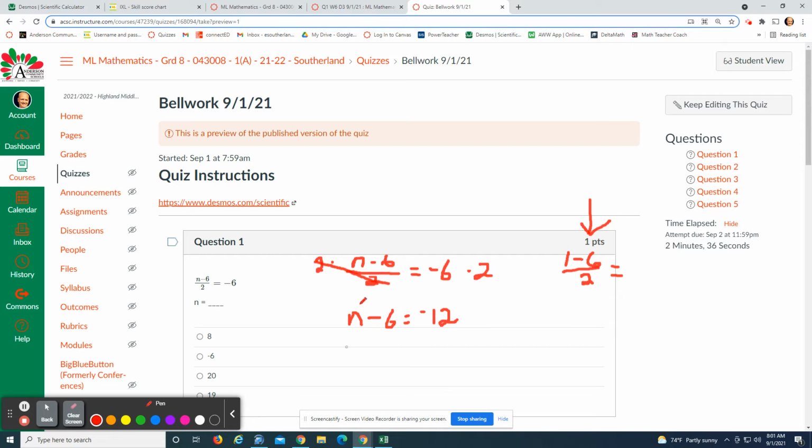And then now what do I got to do to undo this? I want to get rid of this minus 6. Add 6. And if I add 6, I do it to both sides. N drops down. These cancel. Negative 12 plus 6 is negative 6. And if you're not sure how to do this, you should use Desmos Scientific Calculator. Negative 6 is what we're looking for.